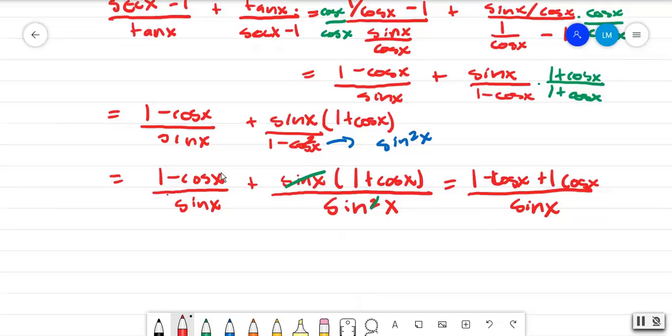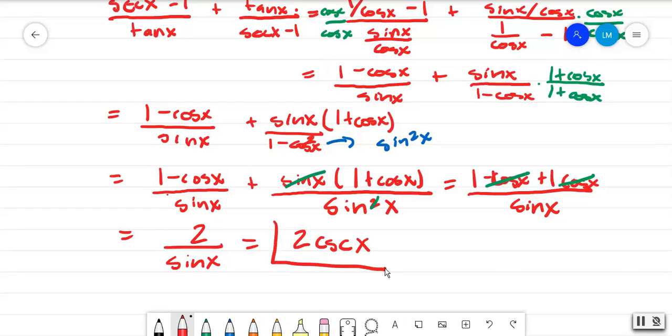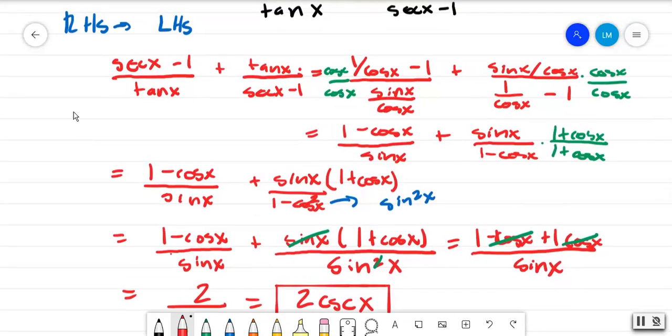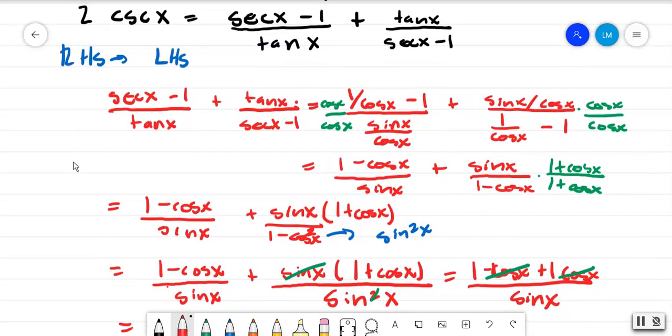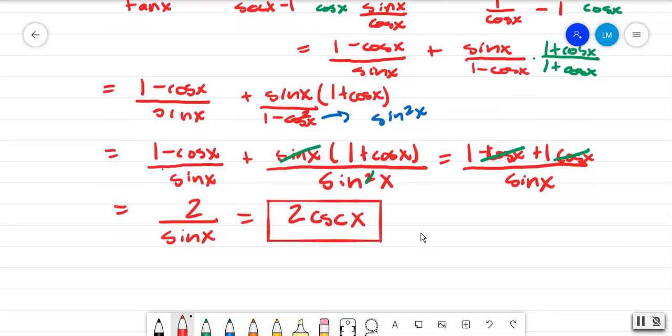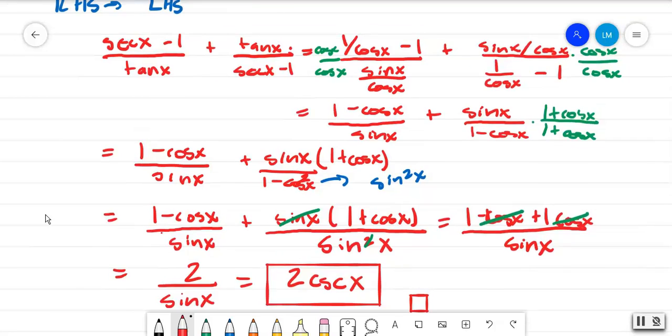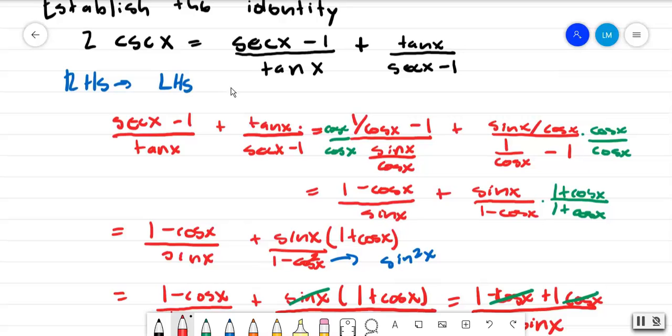So what ends up happening now is that those two right there, they cancel each other out. But 1 plus 1 is 2. So we have 2 divided by sine of x, and all of that is going to be 2 times cosecant of x. Now, that's the final result, right? So here we just need to look back and see, is that exactly what it was? Yeah. Okay, so that means that we proved that the right-hand side is in fact the left-hand side.